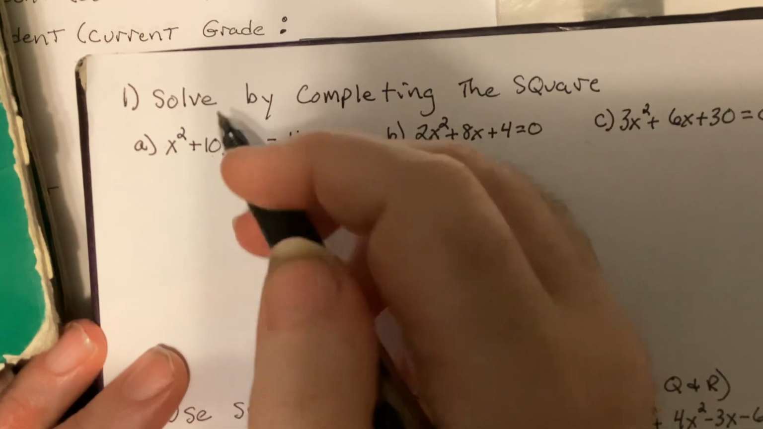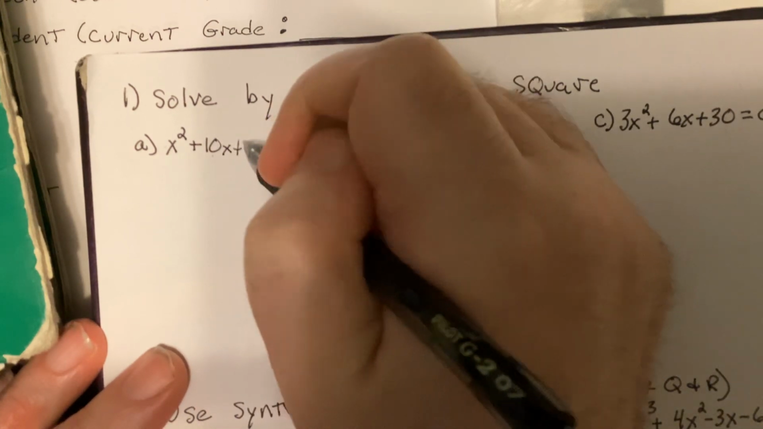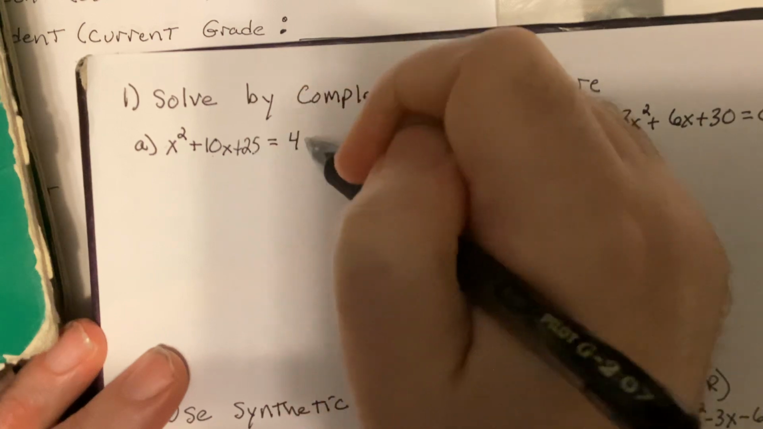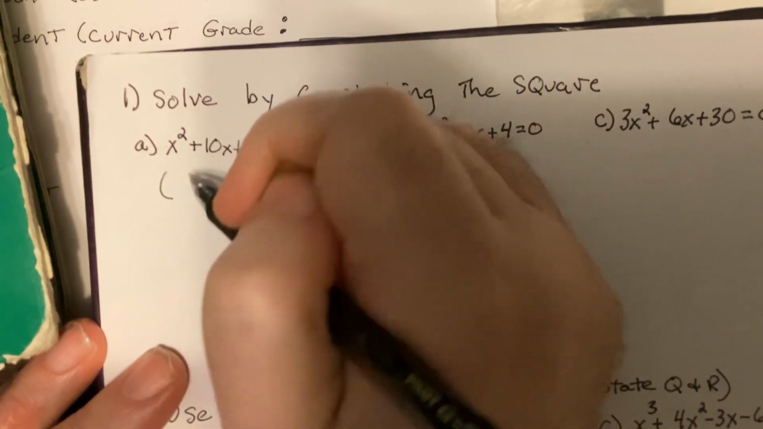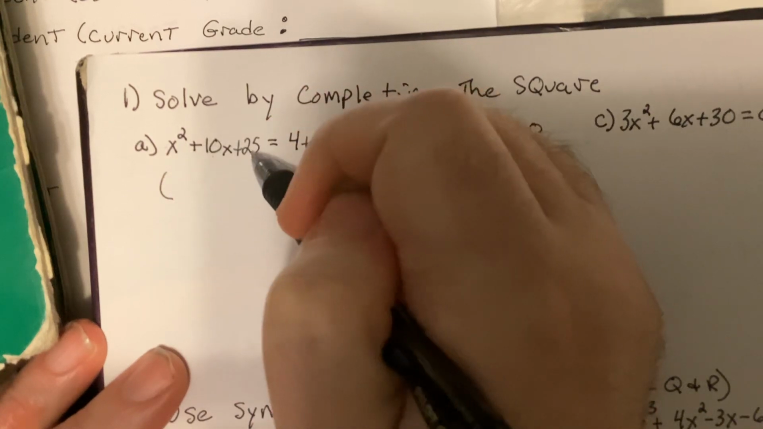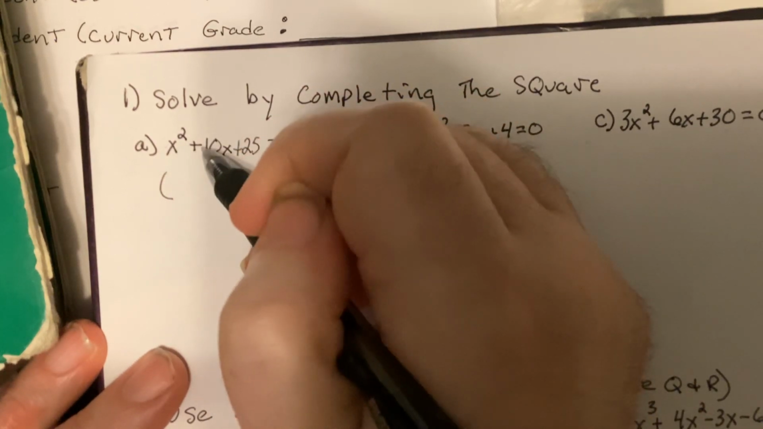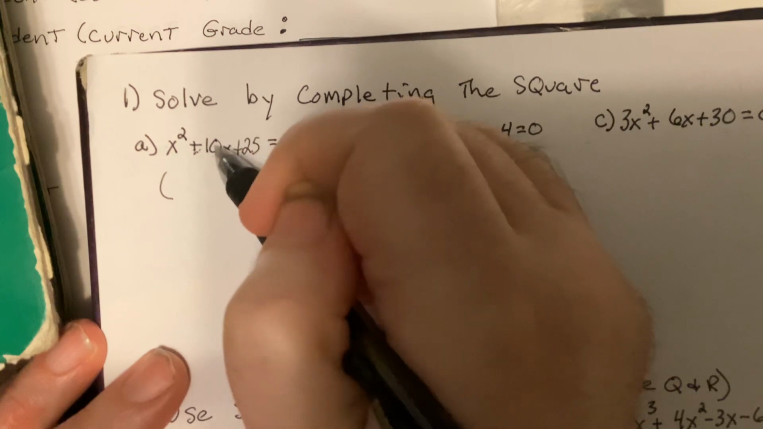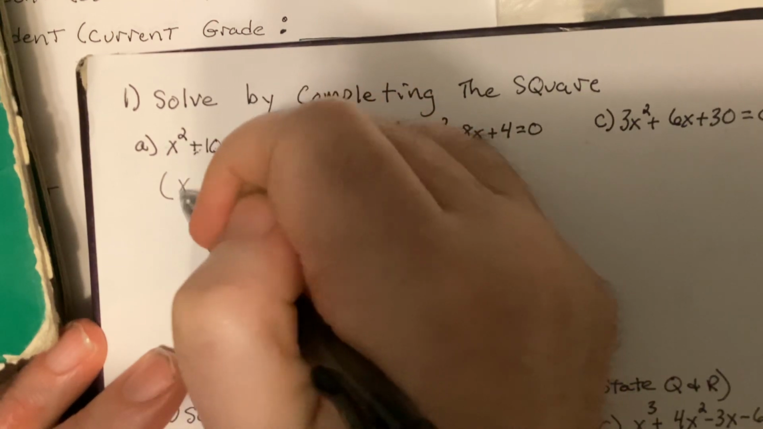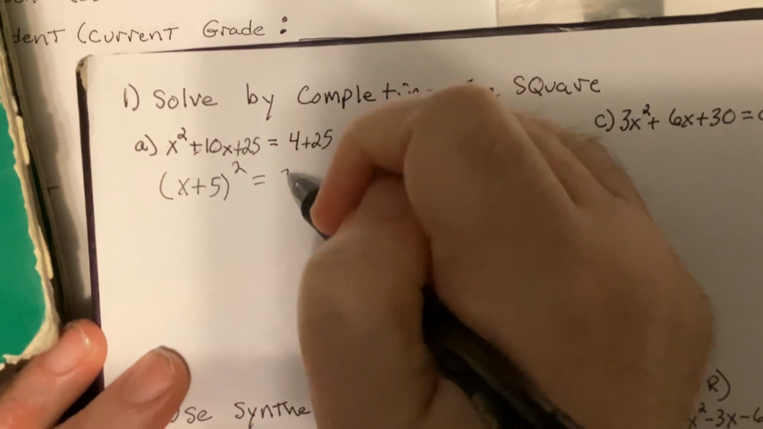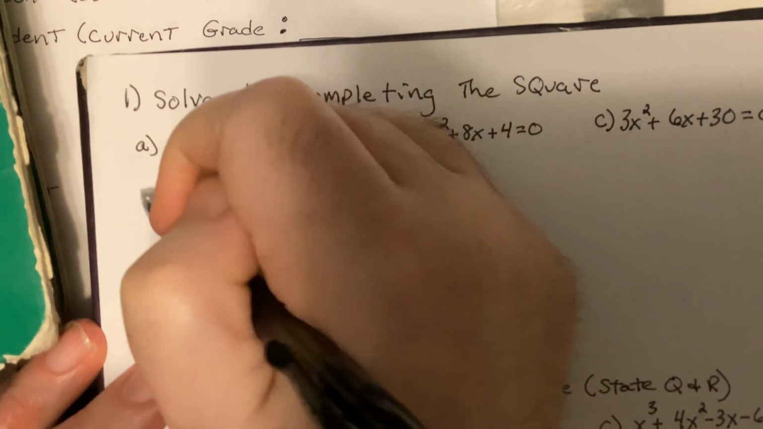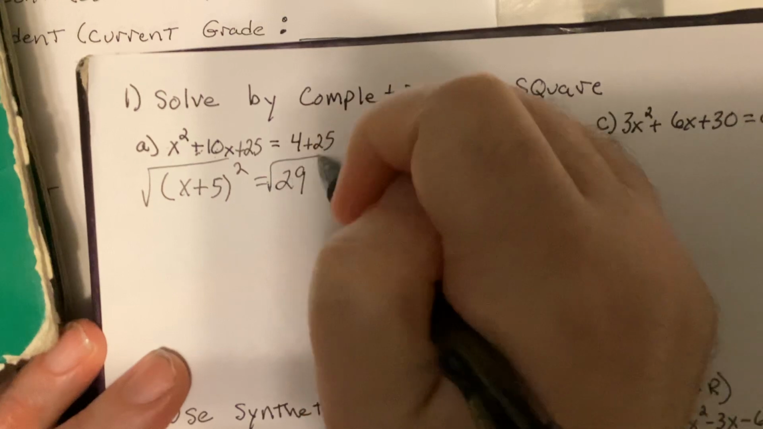Half of 10 is 5. 5 squared is 25. Add it to both sides. Factor. Now, if we added the right number, it will always be this variable, this symbol, half of this number, squared. So we're going to square root both sides.